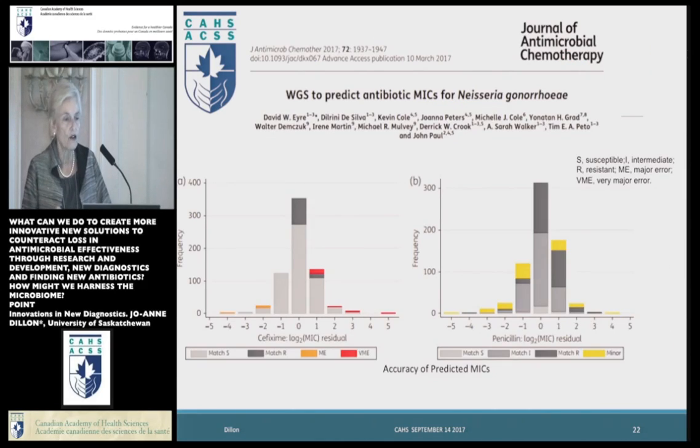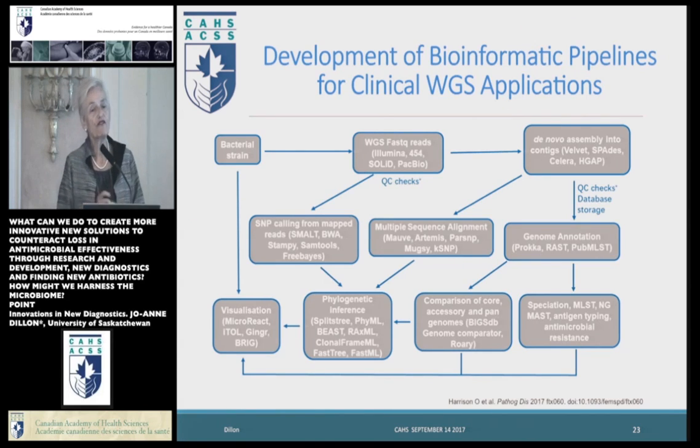The other aspect about whole genome sequencing is, again, a very nice study in which Canadians participated, where one was able to predict susceptibility rather well to a variety of antibiotics based on the analysis of the whole genome sequence for various antibiotic resistance determinants. Of course, this doesn't predict emerging resistance, but the fact is, with whole genomes, once we have a problem, something can be retrospectively analyzed. Often forgotten is the development of bioinformatic pipelines for clinical WGS applications.